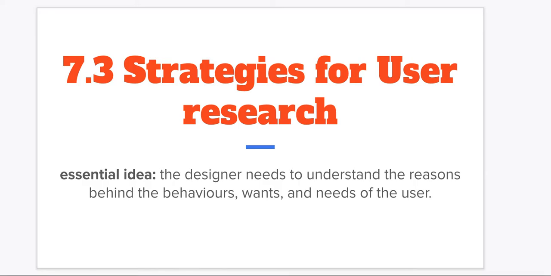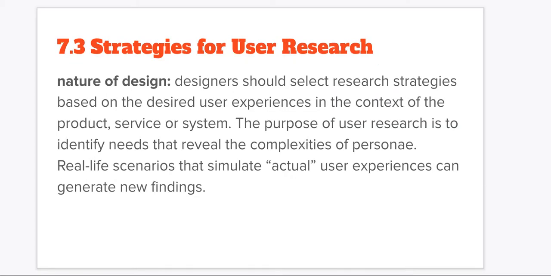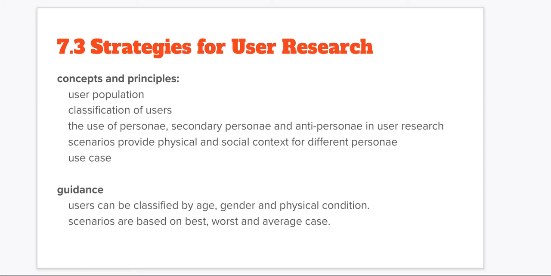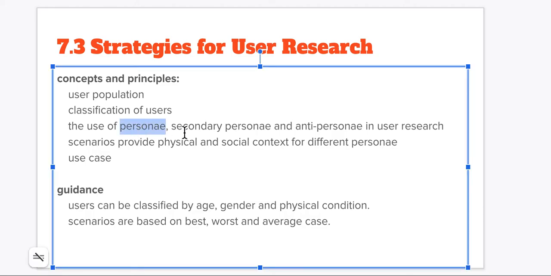Everyone, so in this video, we'll talk about strategies for user research. So this is kind of the things that you can do to try to find out about your users, okay? Just flipping through the slides, here's the nature of it, why it's important. A couple of things we'll go over are user population, classifications of users, personas, different types of personas, and then how you can actually use this in the design project.